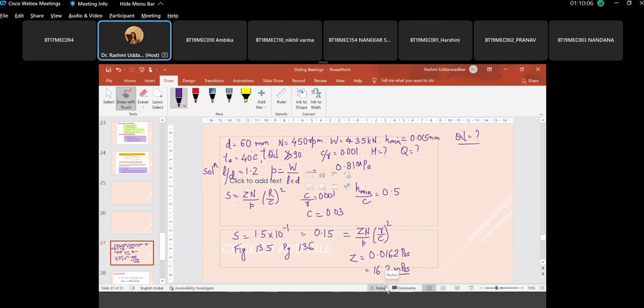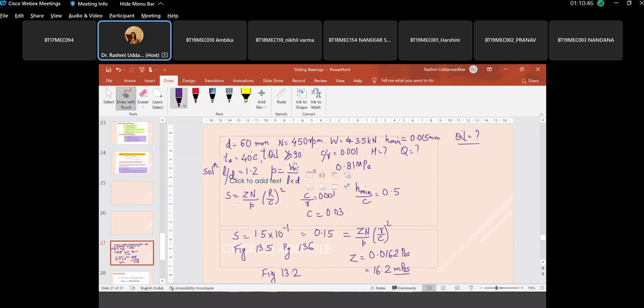Okay. So the value of Z that you got in Pascal second is 0.0162, or it is 16.2 millipascal second. And for absolute value of 16.2 millipascal second, refer the figure 13.2. It's given the oil temperature not to exceed 90 degrees. So around 90 degrees for 16.2 absolute viscosity, which grade of SAE oil?